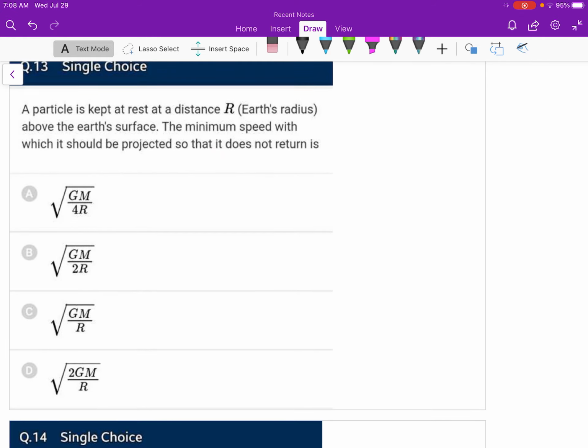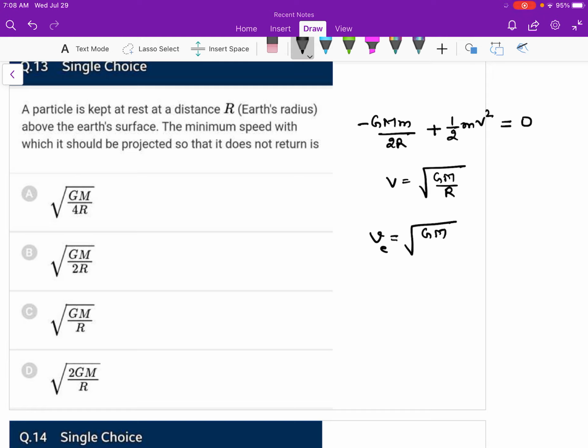A particle is kept at a distance r, the minimum speed with which it should be projected so that it does not return. For escaping, the total energy should be greater than or equal to 0. So potential energy is minus GMm by 2r plus kinetic energy half mv square, and for minimum speed this should become 0. So v is under root GM by r. Or we can directly use the formula for outside points. Escape speed is under root 2GM by small r, where small r is distance from the center of the earth. So small r is 2R, so GM by capital R. So C is the correct option.